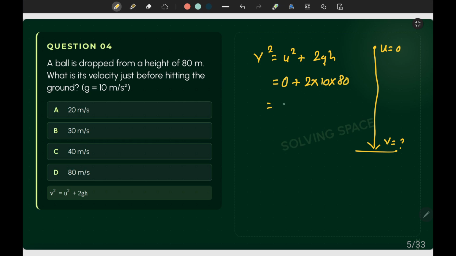This is 1600, v square is 1600, therefore v is root under 1600. This is 40 meter per second. Our correct option is C.